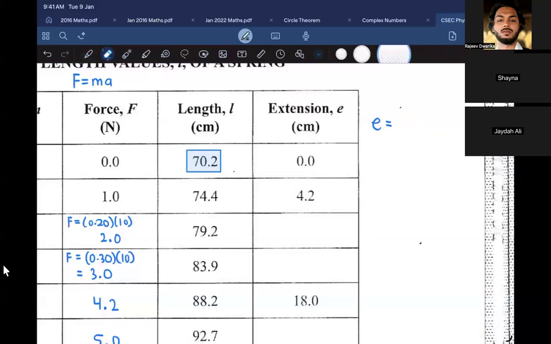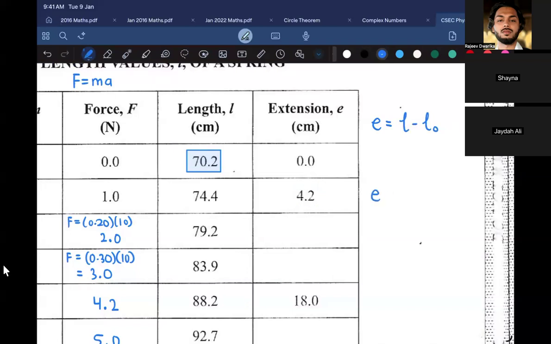Yes. Wait, it should be the other way around. Extension is L minus L0, right? So if you stretch the spring and its length is now 74.4, and the original length was 70.2, how would you find the extension? Let's make sure we get 4.2 here.